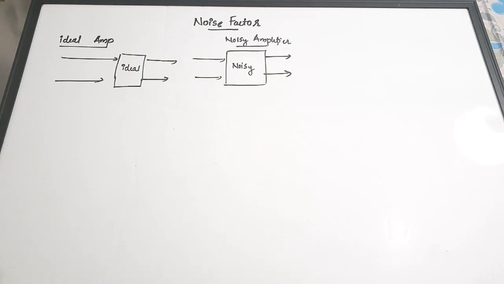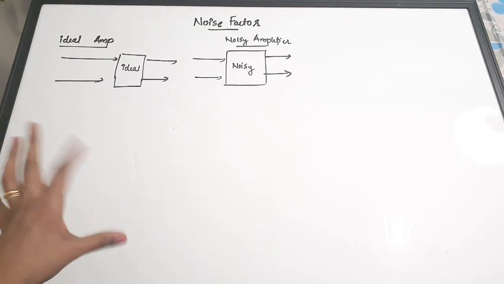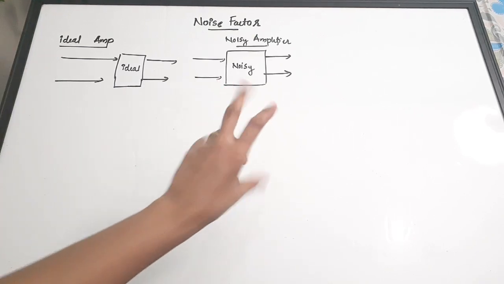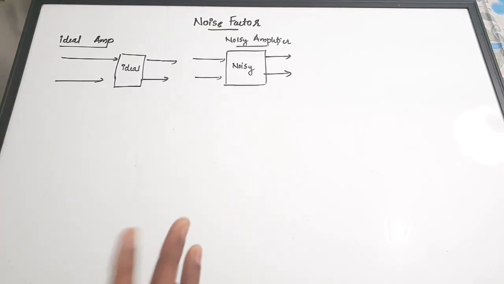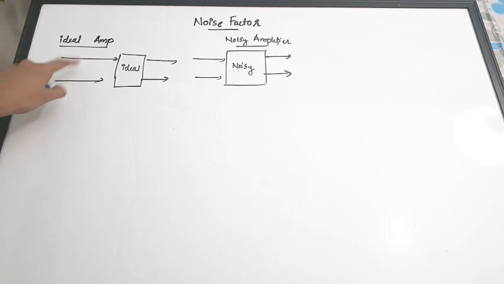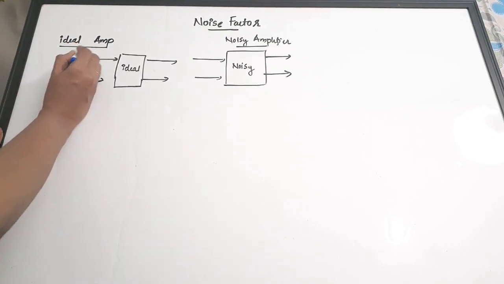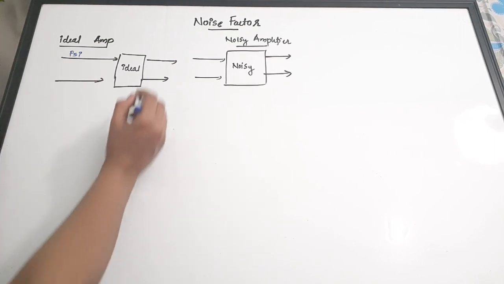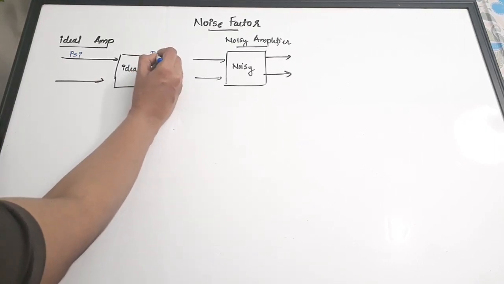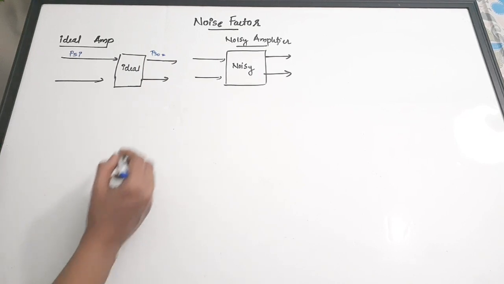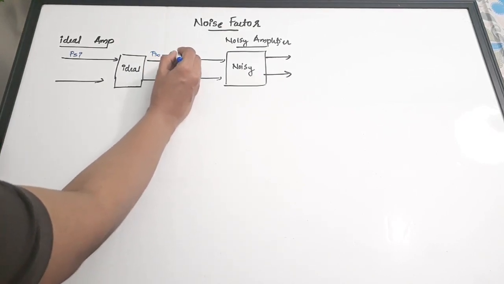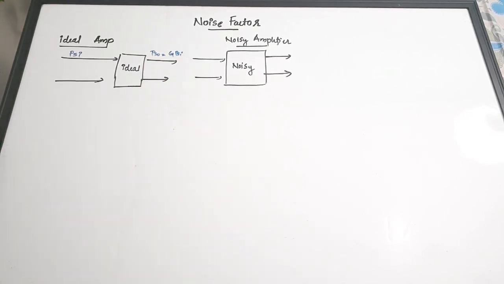Next we are going to discuss the term called noise factor. Okay, so for defining the noise factor, first let us consider that there is an ideal amplifier and there is a noisy amplifier. We'll try to write the S by N equation for both the cases. Okay, so first consider that for the ideal amplifier, the input signal power is PSI and the output signal power is PSO, and that is equal to gain times PSI. Okay, that is the value.